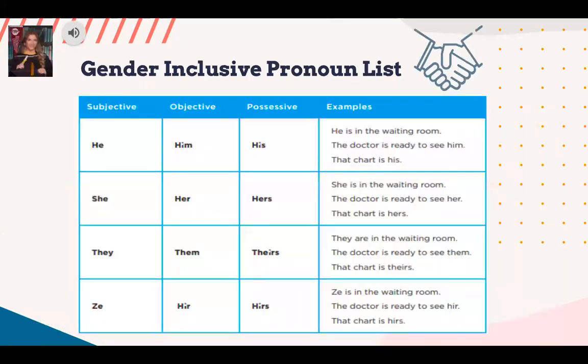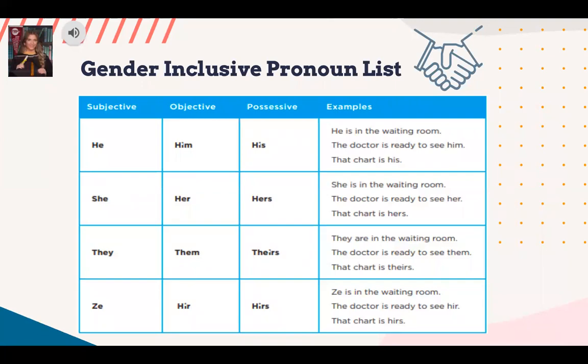This is a list of the various pronouns. It is necessary for nursing students to discuss these because they will face patients who prefer these specific pronouns. For example, we are all familiar with he, him, his. Examples of these are, he is in the waiting room, the doctor is ready to see him, that chart is his. Next, she, her, and hers is also another pronoun that we are comfortable with and have seen in a hospital setting.